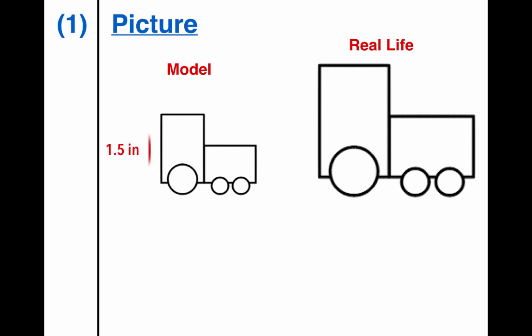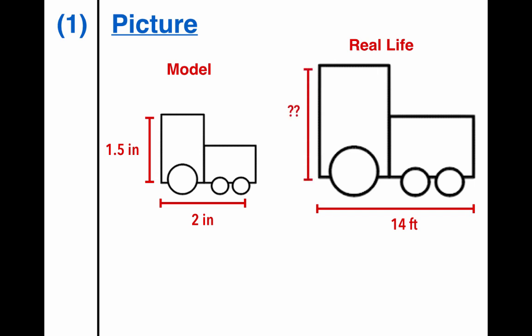And then we've got some measurements. The little tiny model that we're building is 1.5 inches tall, so it's pretty small. And it's 2 inches wide. So it's a tiny little model. The real life train, on the other hand, is 14 feet wide. But I don't know how tall the train is. That's the part I'm not sure of. But we can figure that out.